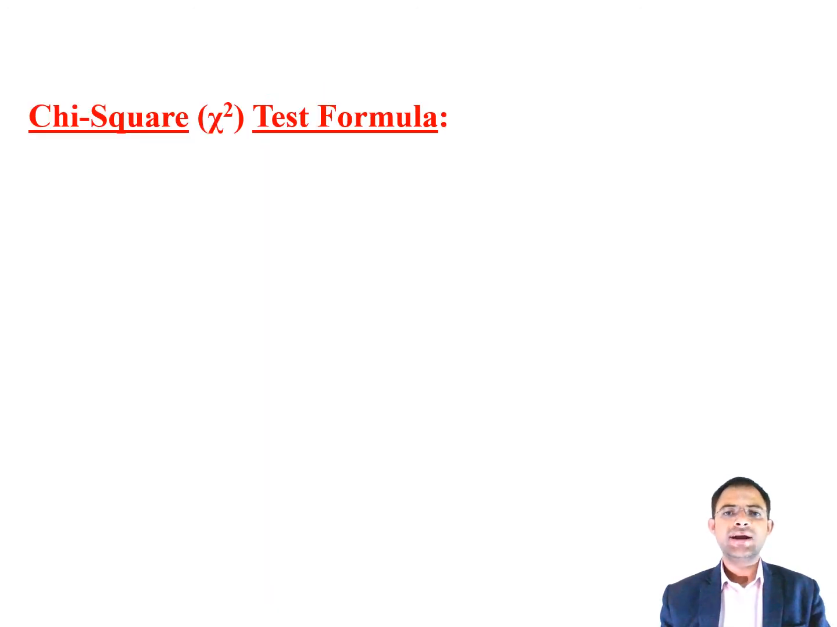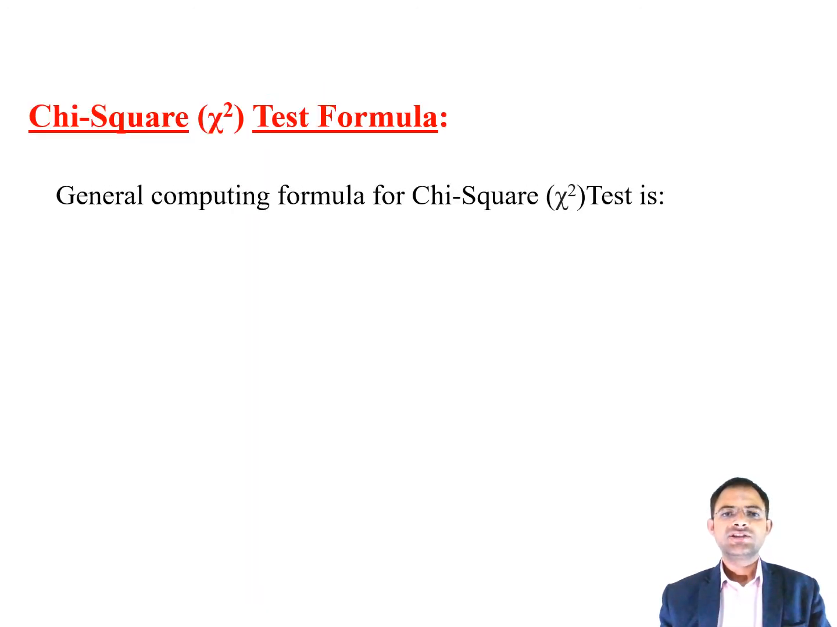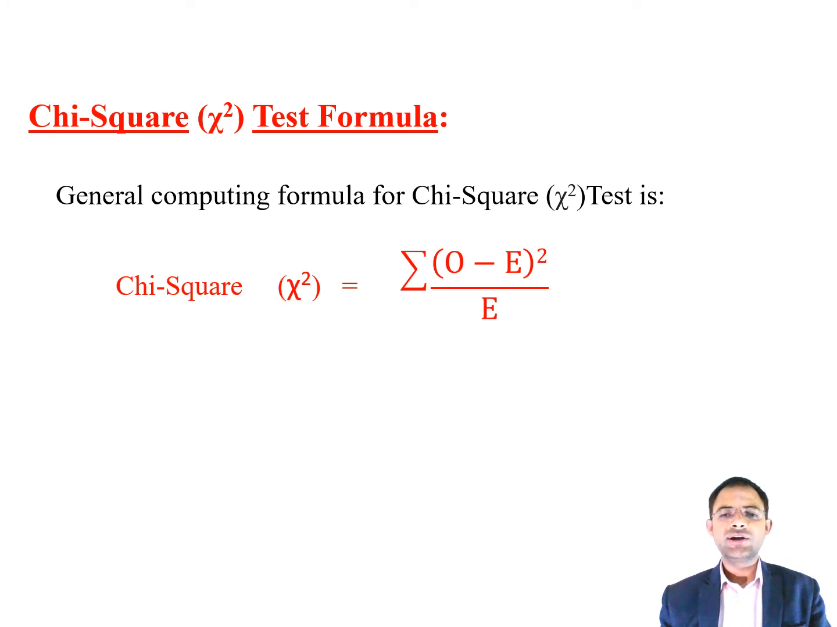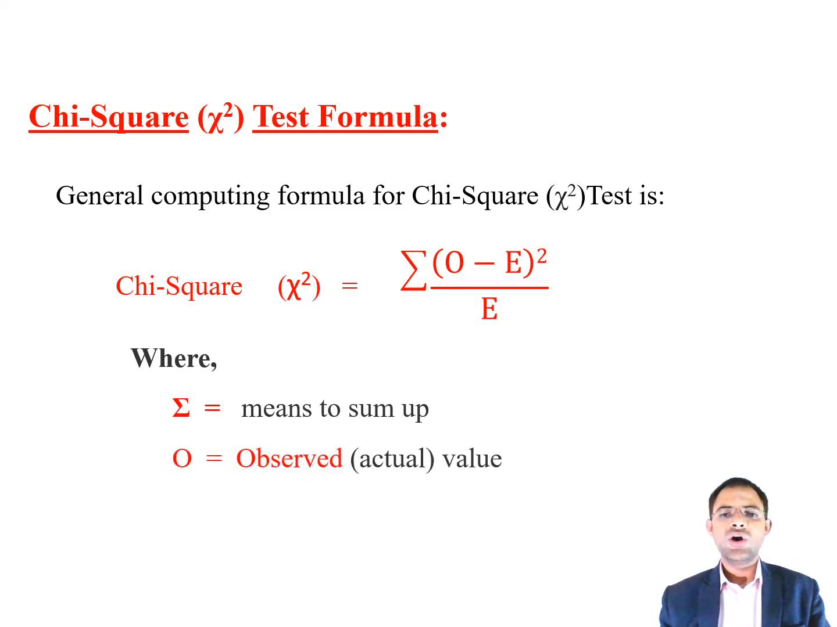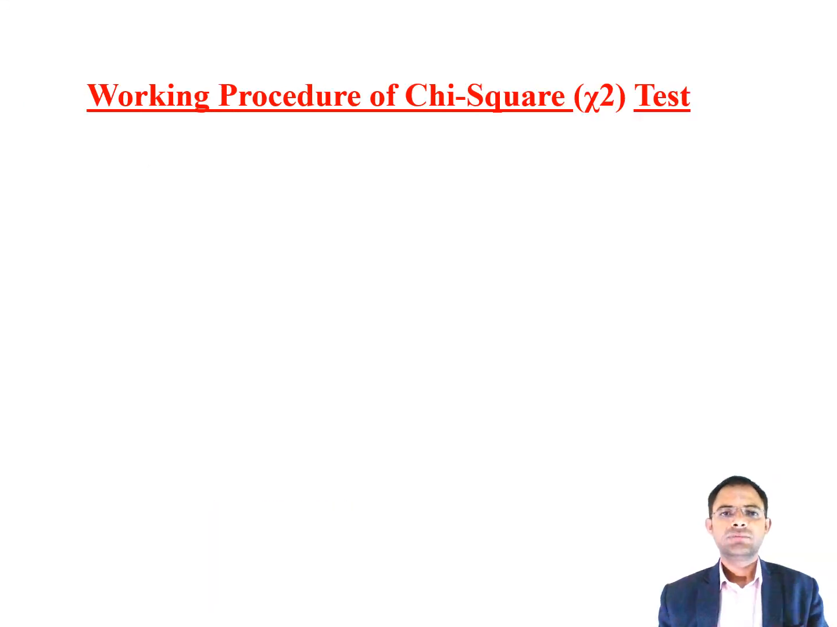Now, the chi-square test formula. The general computing formula of the chi-square test is chi-square equals sigma of the square of O minus E, divided by E, where sigma equals the summation or sum, O equals the observed or actual frequency, while E equals the expected value.